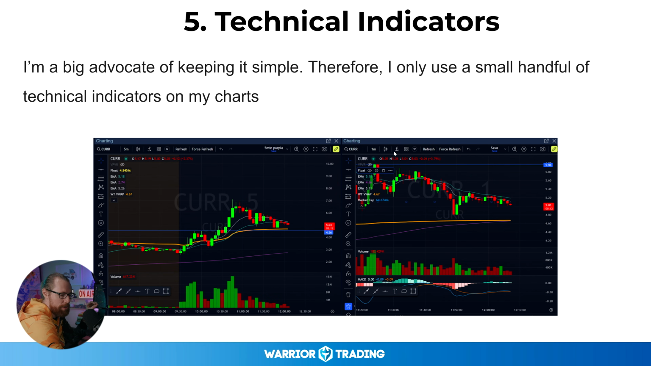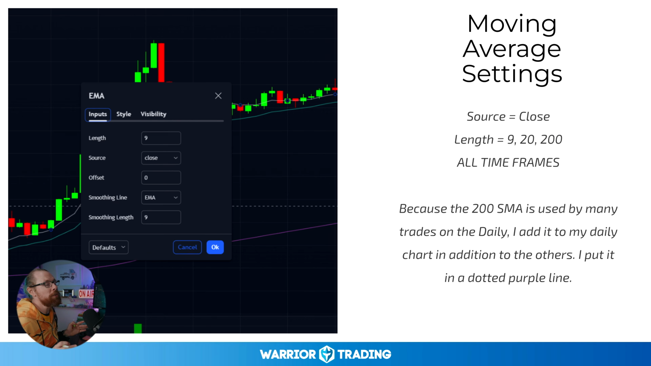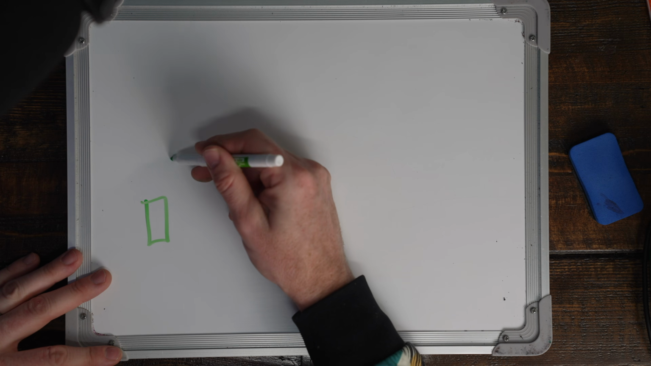Number 5, let's talk about those technical indicators. I'm a big advocate of keeping it simple. Therefore, I only use a small handful of technical indicators on my chart. The first indicator I use on my charts are moving averages. Moving averages are a technical indicator. They're a mathematical formula that give you context. So what they do is they just tell you the average price of a stock.